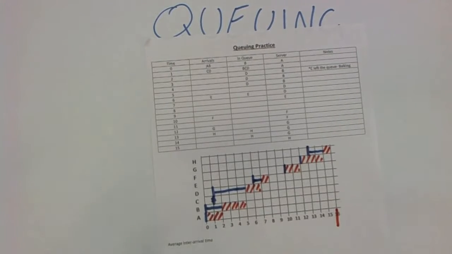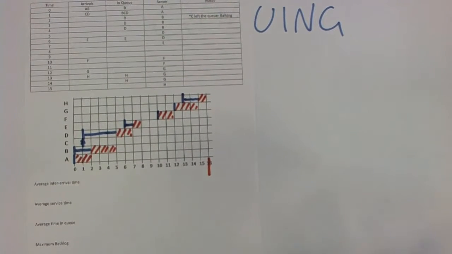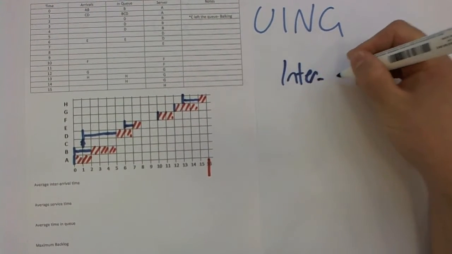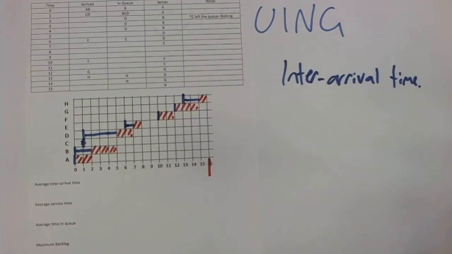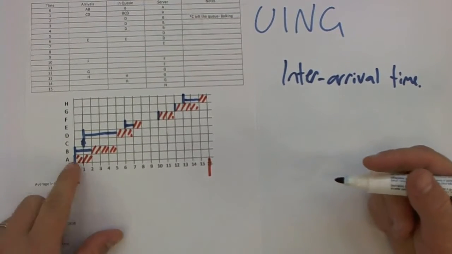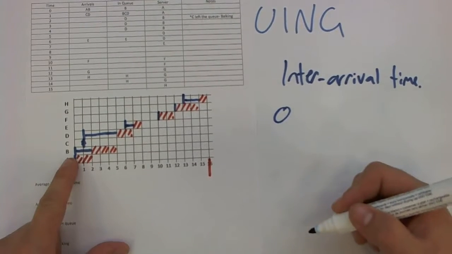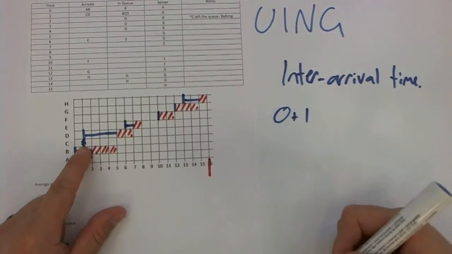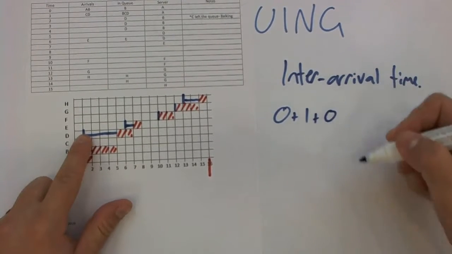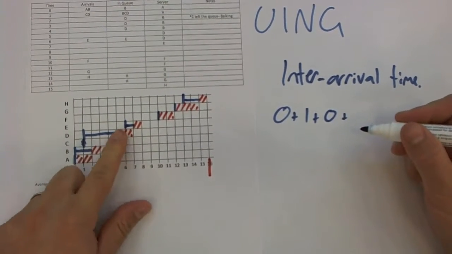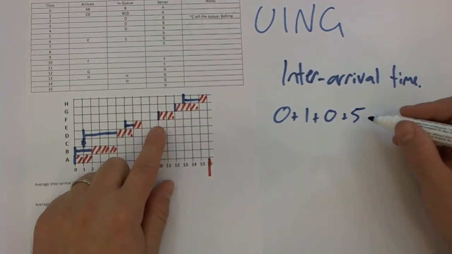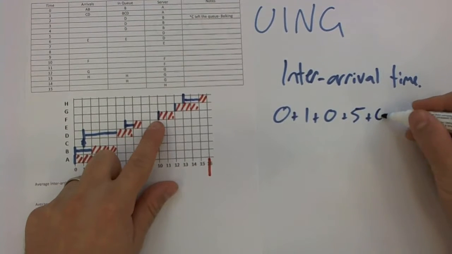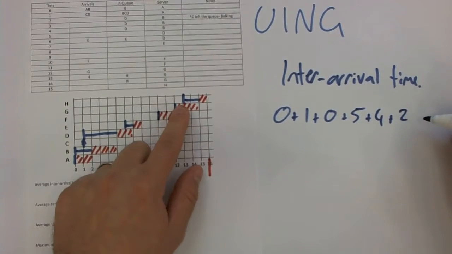Now that we've got our graphical form, we can easily work out things like inter-arrival time. Inter means between, so we're looking at the time between arrivals. The time between A and B arriving was 0. B and C arriving was 1. C and D arriving was 0. D and E arriving was 1, 2, 3, 4, 5. E and F arriving was 1, 2, 3, 4. 2 minutes here, 1 minute there.